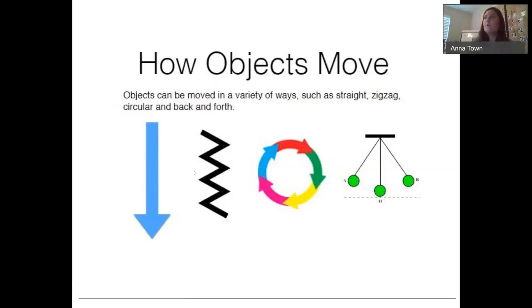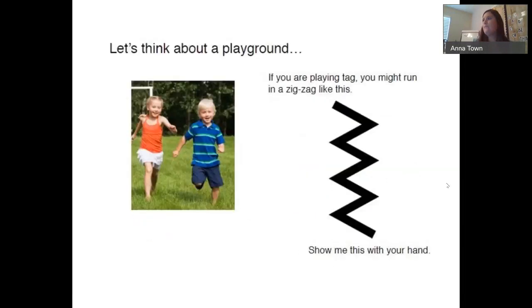And boys and girls, we also learned that this could be down. So we can move up and we can move down, like jumping. So up and down. So let's think about a playground. If you are playing tag, you might run in a zigzag line like this. Show me with your hands. So we might run zigzag trying to get away from the person behind us, right? So that would be a zigzag motion.